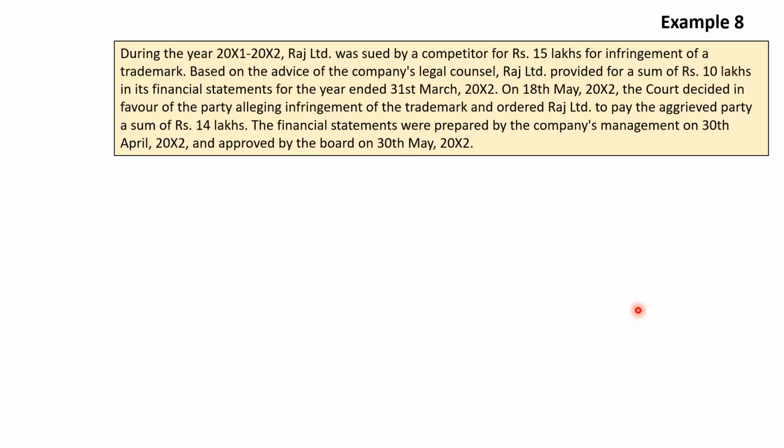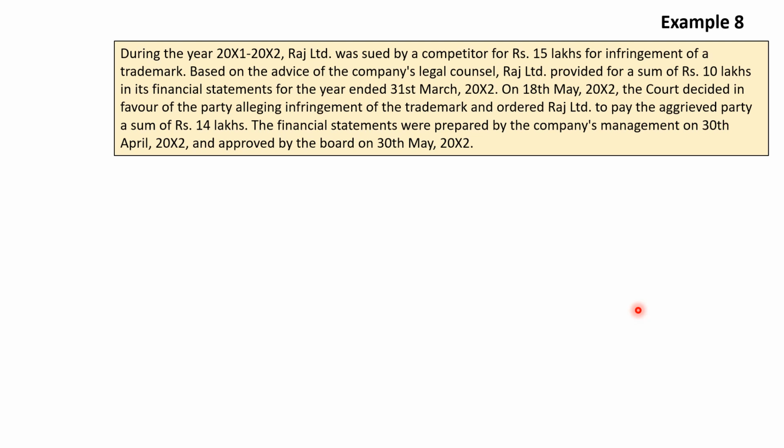Next example: during the year 2001-2002, Raj Limited was sued by a competitor for rupees 15 lakh. So during the year itself, we were already sued for infringement of a trademark. The case was already instituted against the company before 31st March. So it is known to us that the case is going on. Only the result of the case is not known to us.